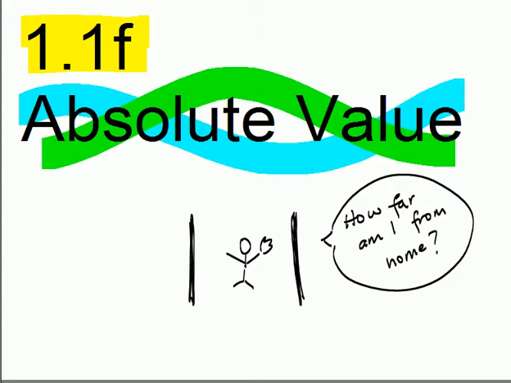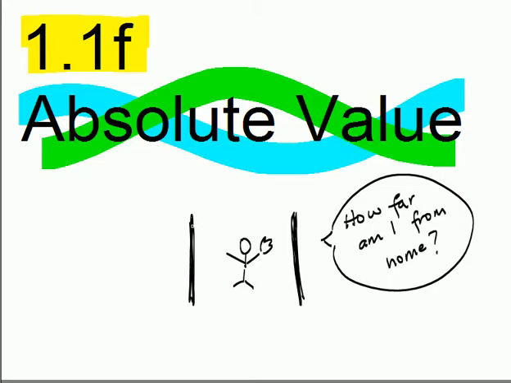Okay, 1.1F, I think this is, I hope, our last video in this section. We may have to split this one, but it concerns absolute value. Whenever I ask my students what they know about absolute value, they say it makes everything positive. And that's true, but that's not exactly what it is, even though it's a true statement. What absolute value does is it measures how far you are away from zero.